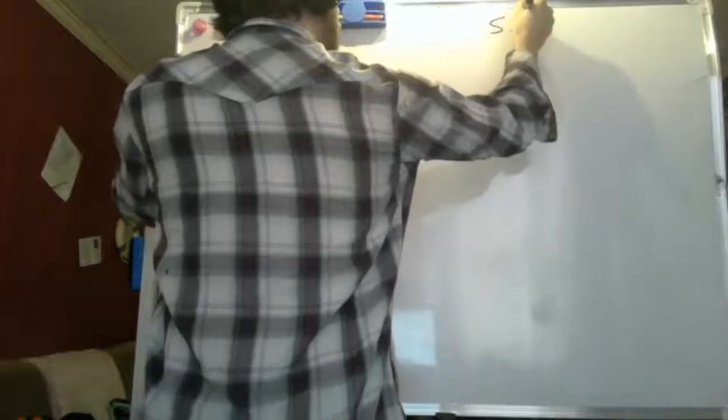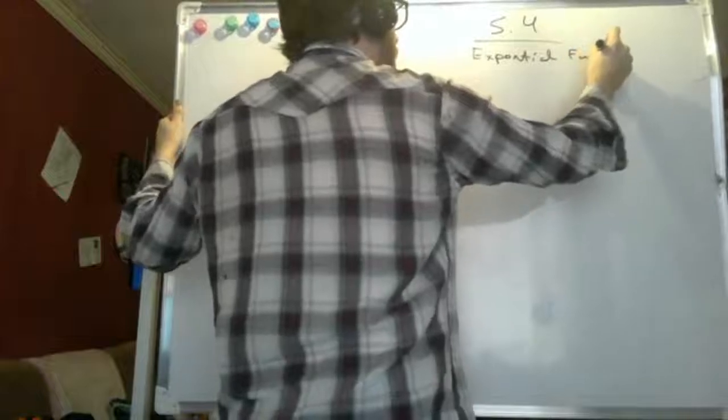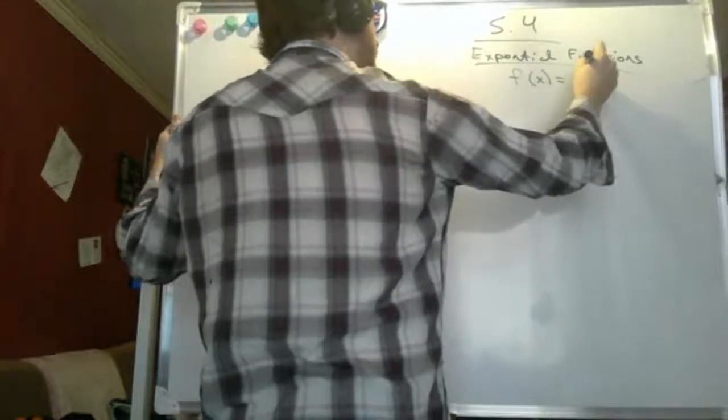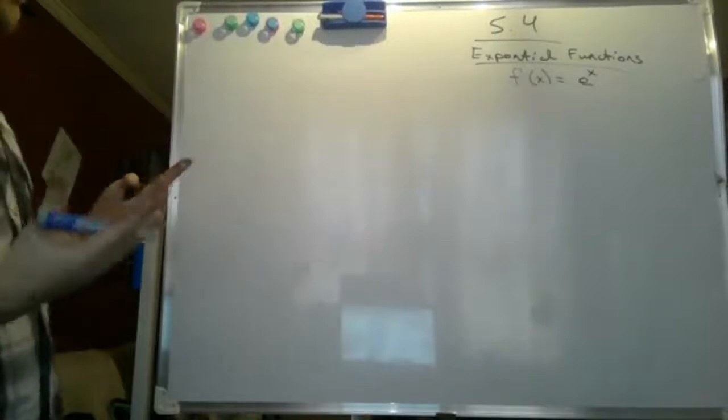All right, 5.4. So we've talked about how to take derivatives of logarithmic functions. But now, as we did in 5.1 and 5.2, we want to talk about what about exponential functions. So now we want to talk about exponential functions. All right. So what is an exponential function? Well, that was when we had f of x is equal to e to the x power. And so this is an exponential function.